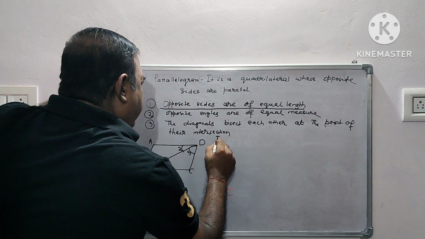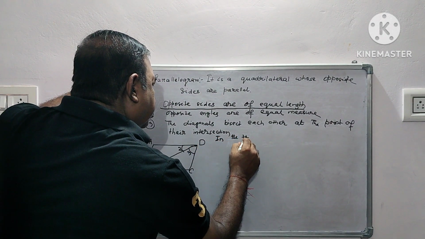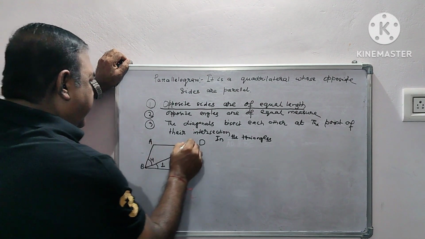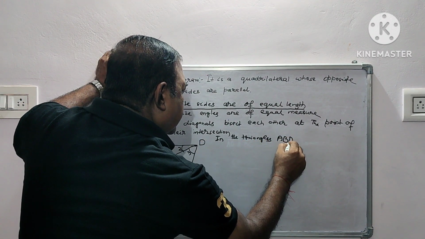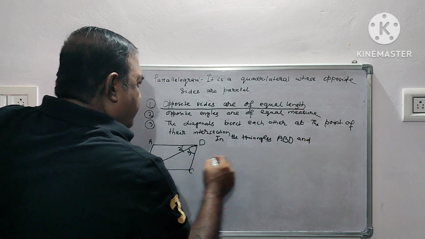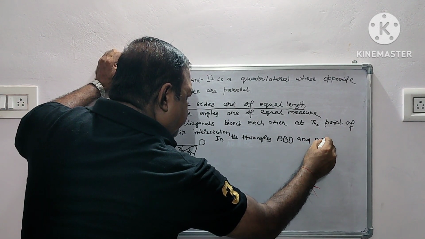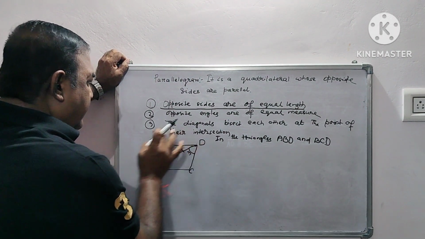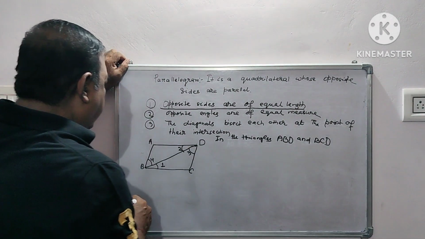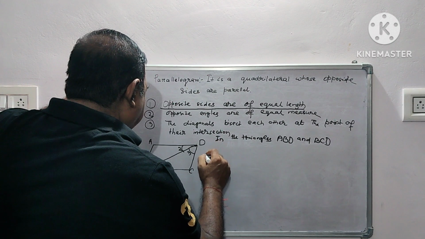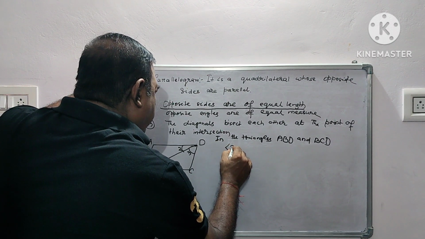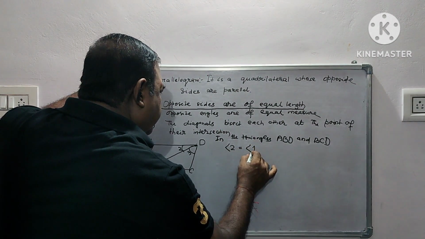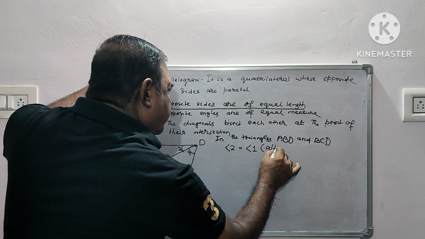You see, in the triangles ABD and BCD, ABD, this triangle, and BCD. What we have to prove? You see, angle 2 is equal to, or the measure of angle 2 is equal to measure of angle 1 due to alternate angles.